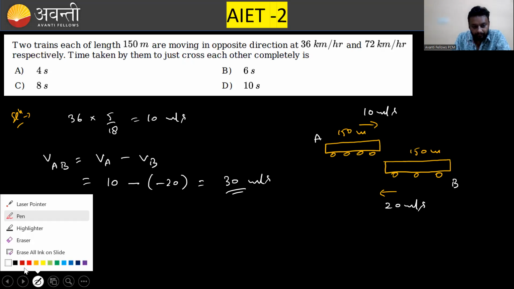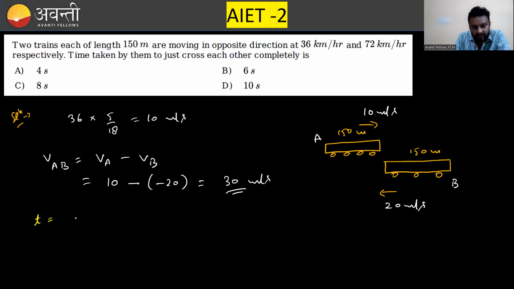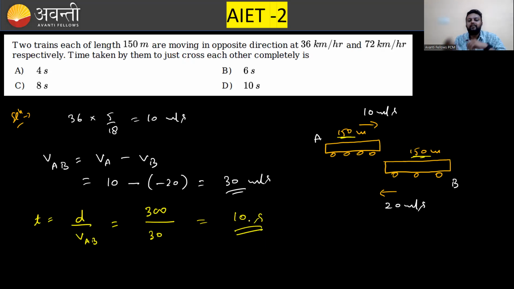Time taken is distance over speed. What is the actual distance to travel? If they need to completely cross each other, then they should cover 150 of its own length and 150 of the second train's length, that is 300 meter, divided by the speed, which is 30. That is 10 seconds. The time it will take is 10 seconds. I think that's clear? A very simple fundamental question of relative motion. Moving further.